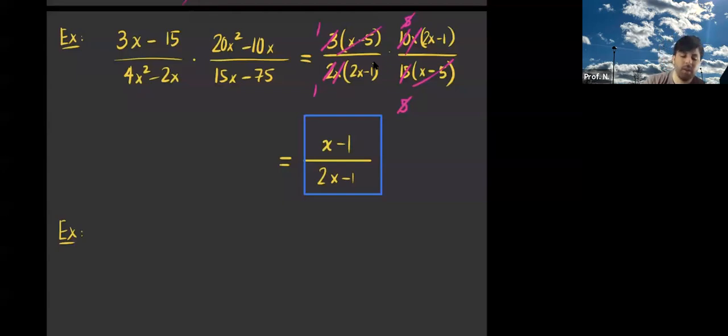So this changes our whole answer, doesn't it? So if it is 2x minus 1, what else happens? I've got 2x minus 1's canceling out as well. So what's my final answer?